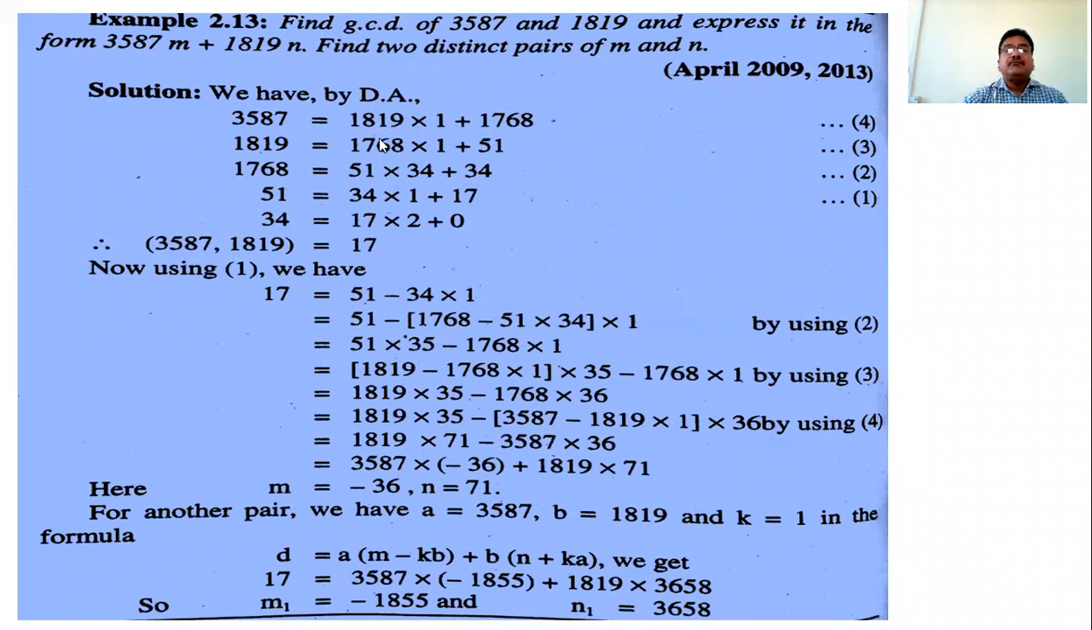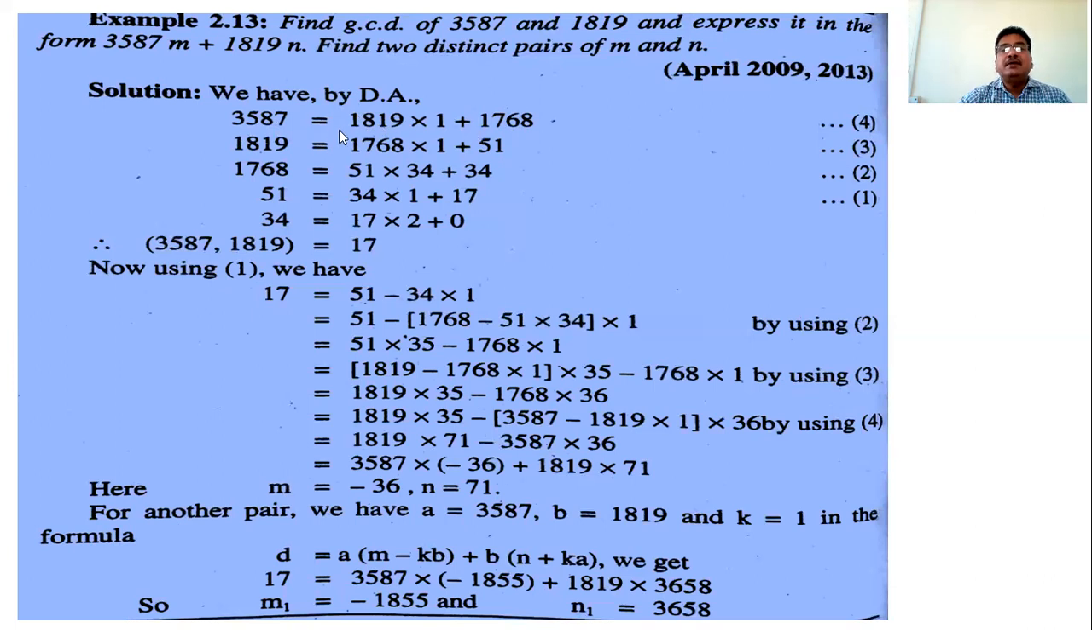So how can we find it? Using a calculator, divide the larger number 3587 by the smaller number 1819. Then we have the quotient 1 point something, that is, 1 is the quotient. Then 3587 minus 1819 into 1 becomes 1768. This is the division algorithm.